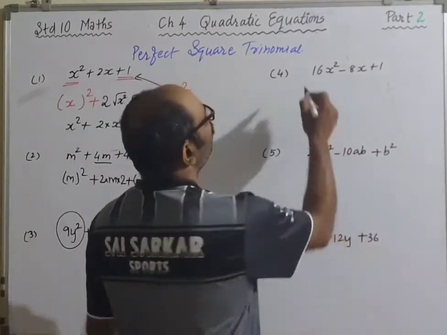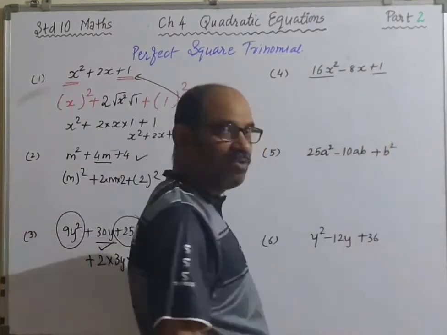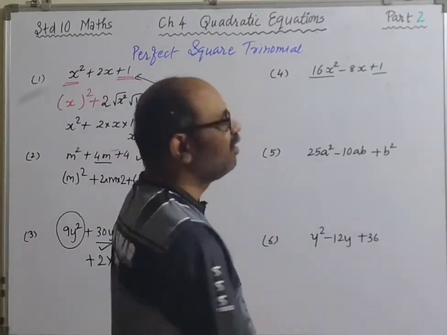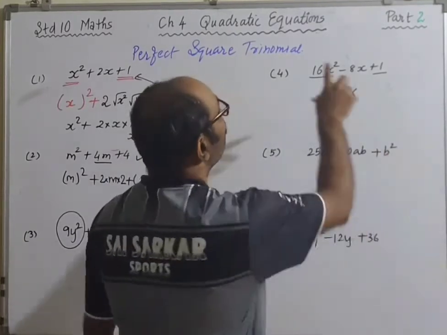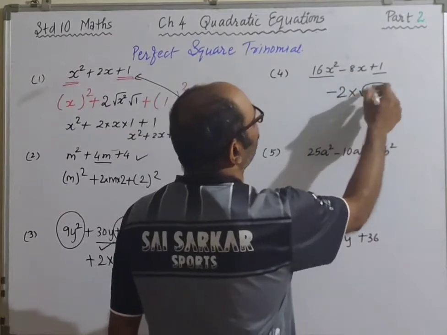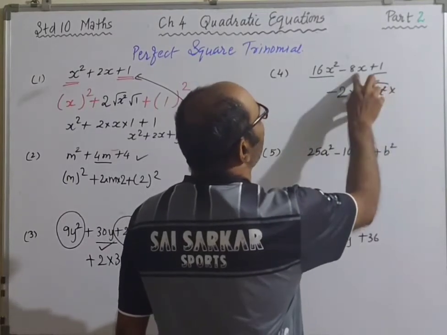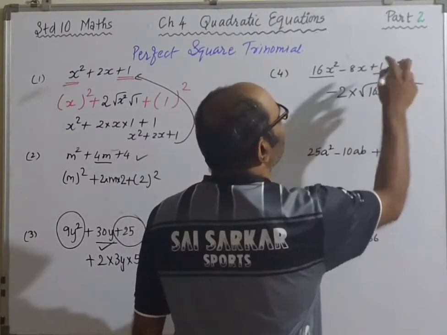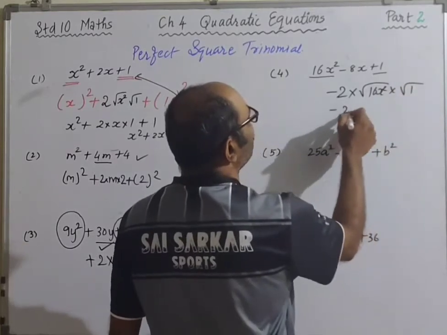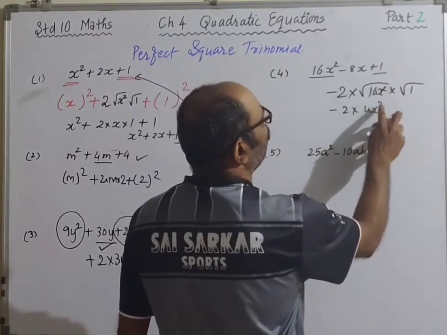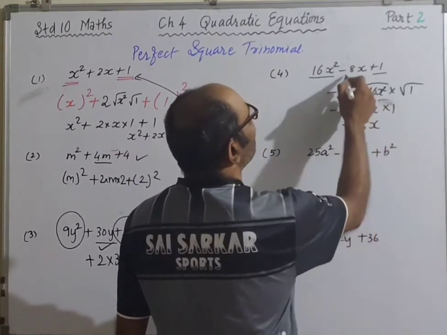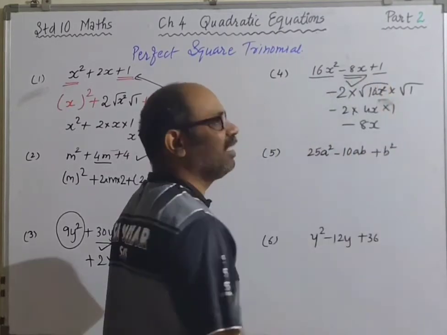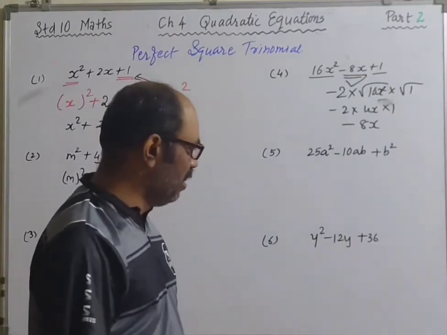Test 1, first term and last term should be perfect square, so they are. माइनस है तो माइनस लिखो, डबल, 2 times square root of first term, square root of 16x square, into square root of second term, that is last term here, 1. So minus 2 into 4x into 1, and that is minus 8x. Yes, that is minus 8x. So that is perfect square trinomial.